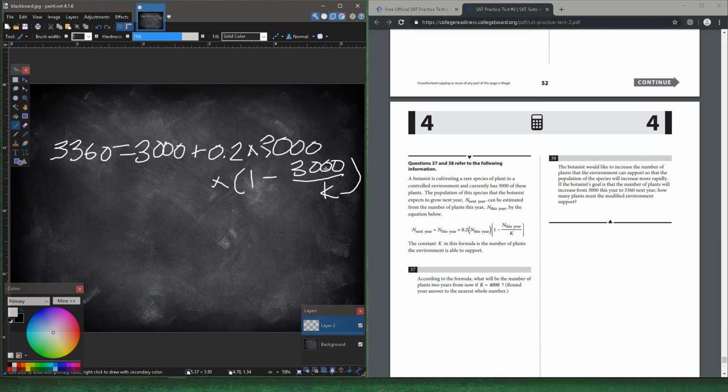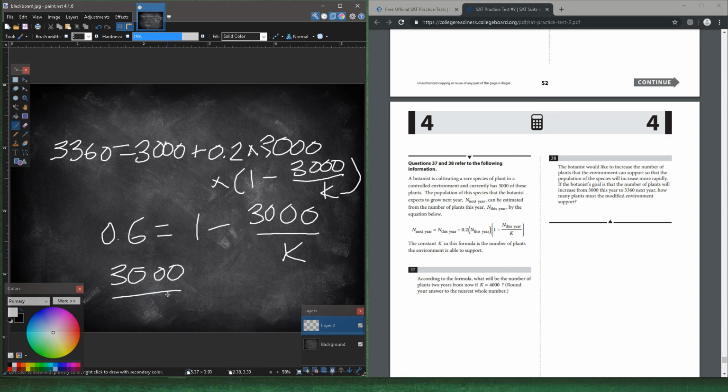So 3,360 minus 3,000 is 360, divided by 0.2 is 1,800, divided by 3,000, you get 0.6. So 0.6 is equal to 1 minus 3,000 divided by k. So 1 minus 0.6 is 0.4. So 3,000 divided by k is equal to 0.4.